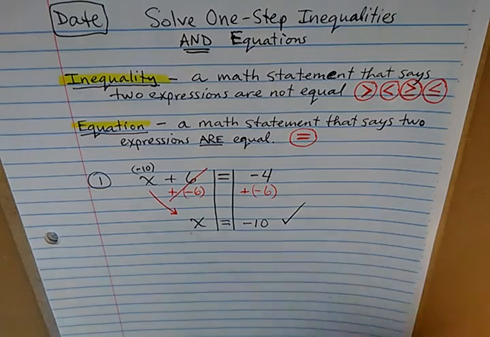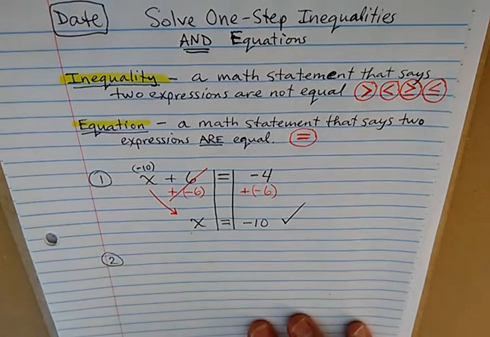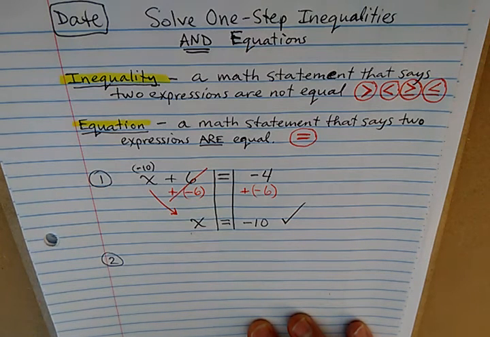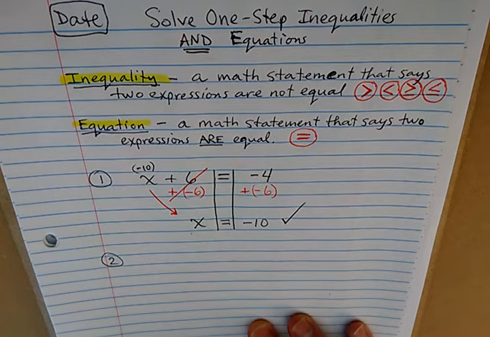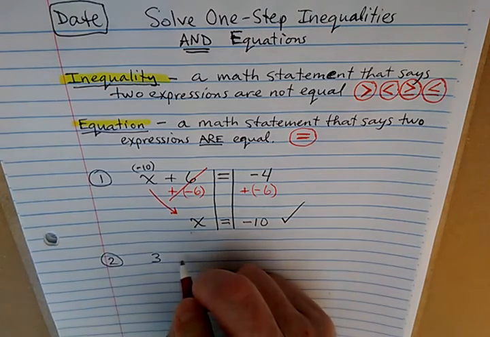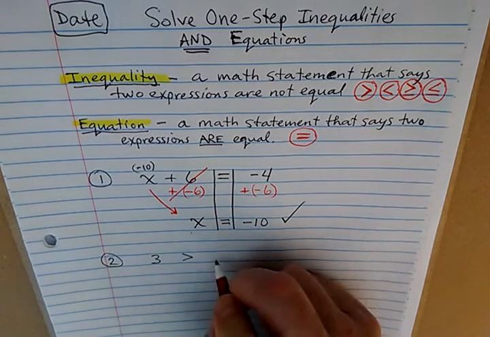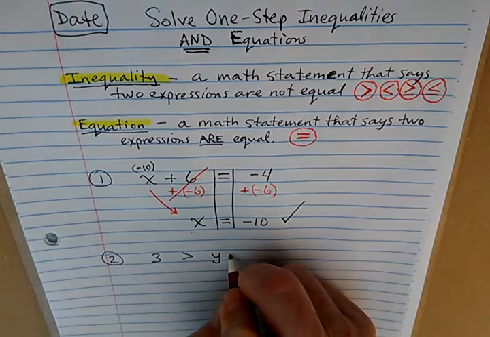All right, let's do another example. Number 2, this time we're going to do an inequality, but it works the same way. We've got 3 is less than y minus 5.